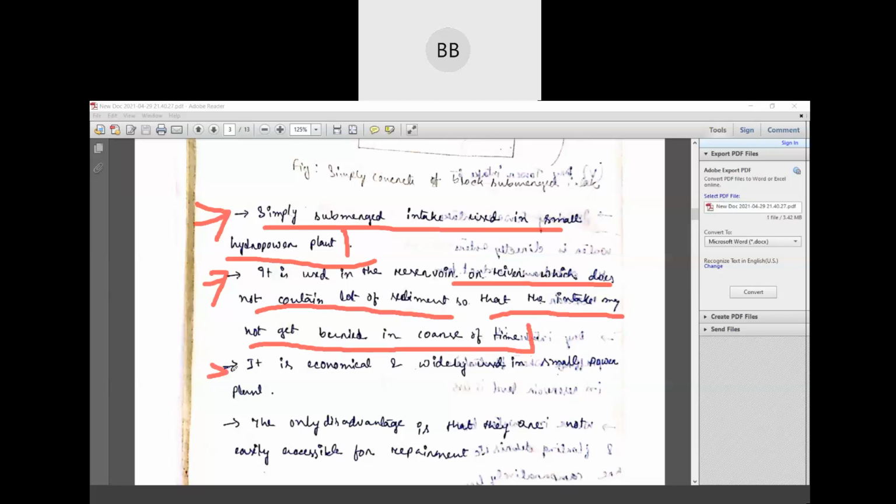Third point you can write: it is economical and widely used in small power plants. Another disadvantage is that they are not easily accessible for maintenance. If any maintenance is required, it is very difficult because it is beneath the reservoir. There is another disadvantage.